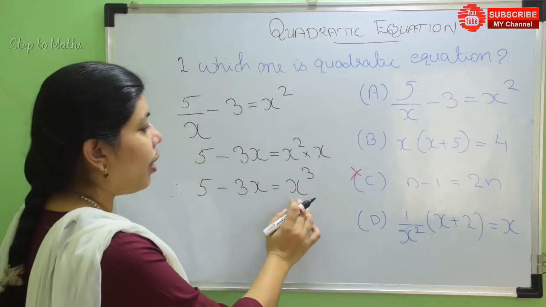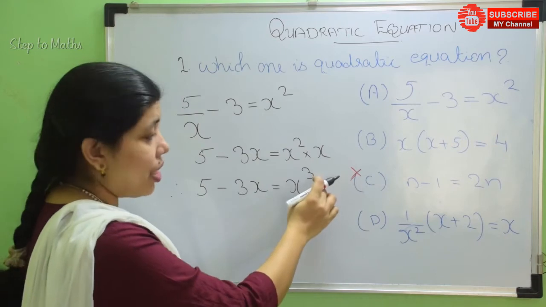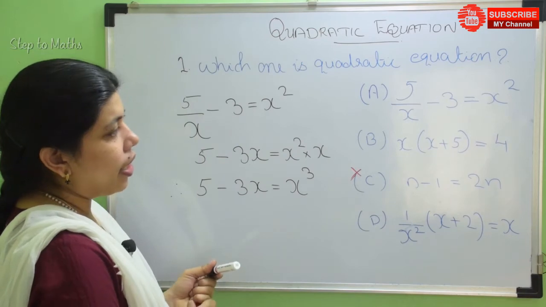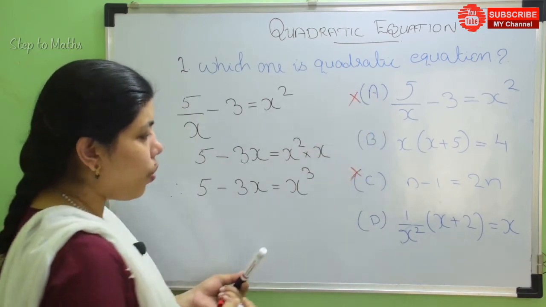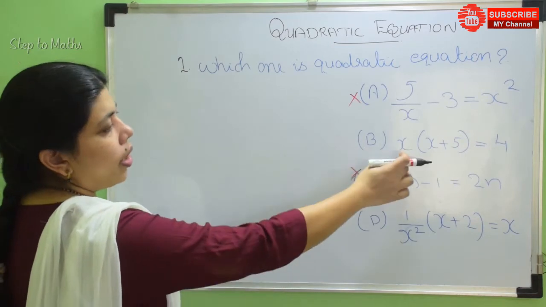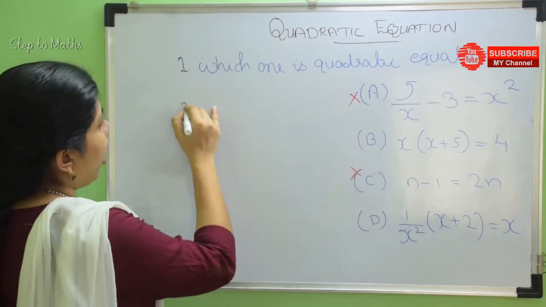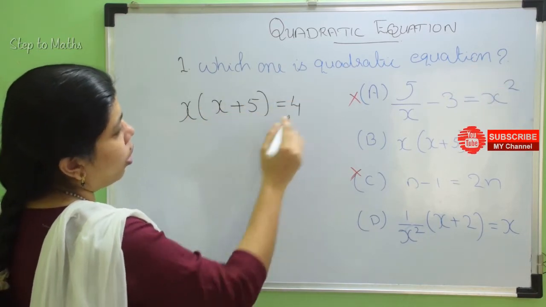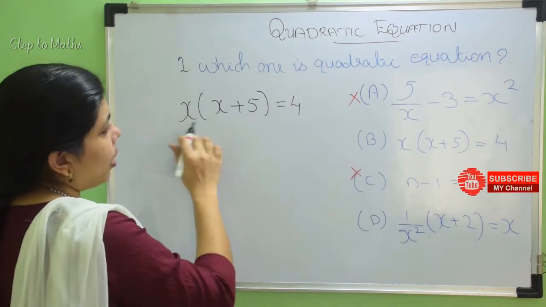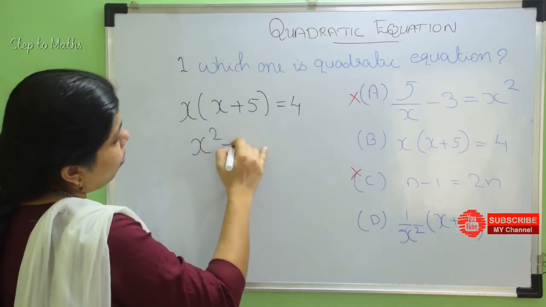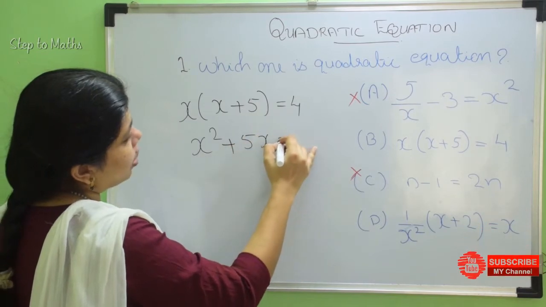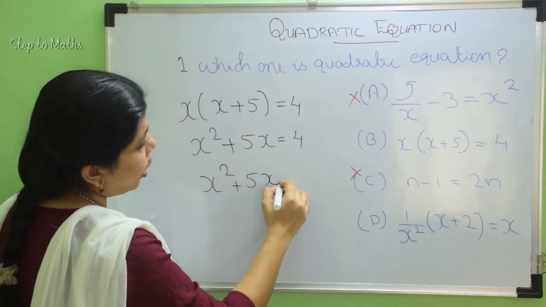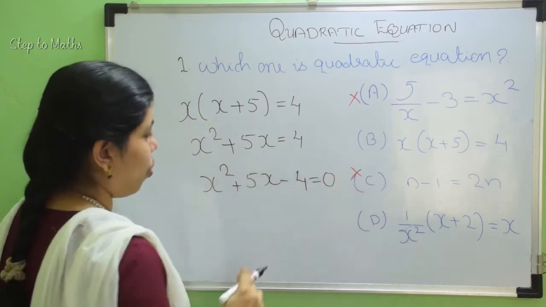That means here the power of the variable x is 3, not 2. That means option A is not a quadratic equation. Consider the next option. x into x plus 5 is equal to 4. Multiply these two, x into x plus 5 becomes x square plus 5x is equal to 4, or we can write it as x square plus 5x minus 4 is equal to 0.